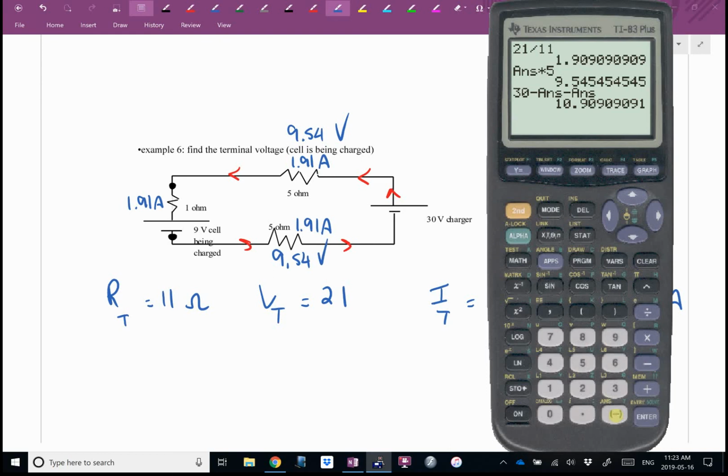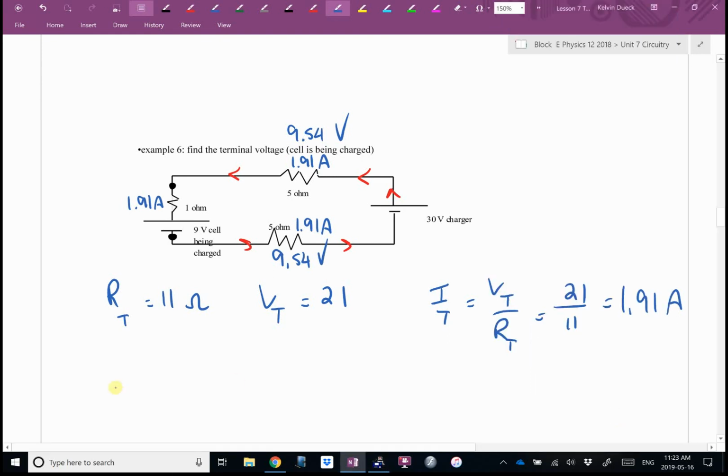Anyways, it wants the terminal voltage. V term is 10.9 volts, and that extra 1.9 volts, Ibrahim, is what's doing the recharging, and that's why it takes so long.